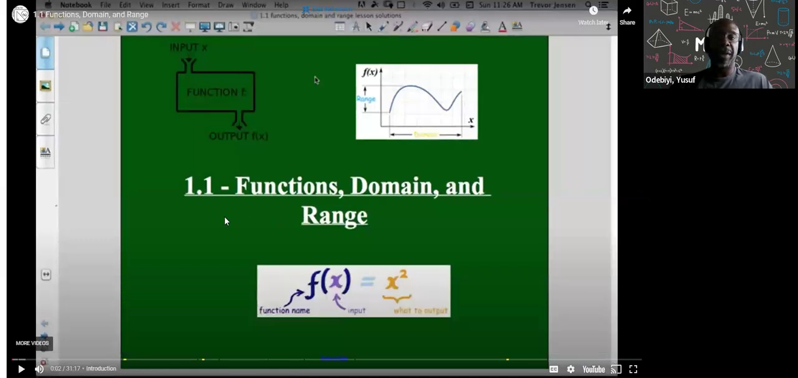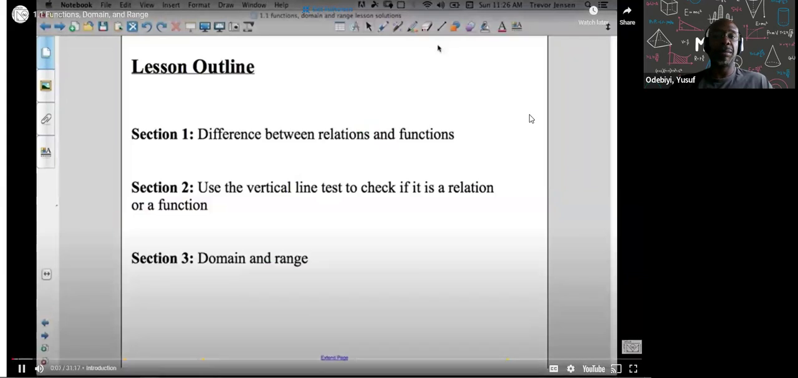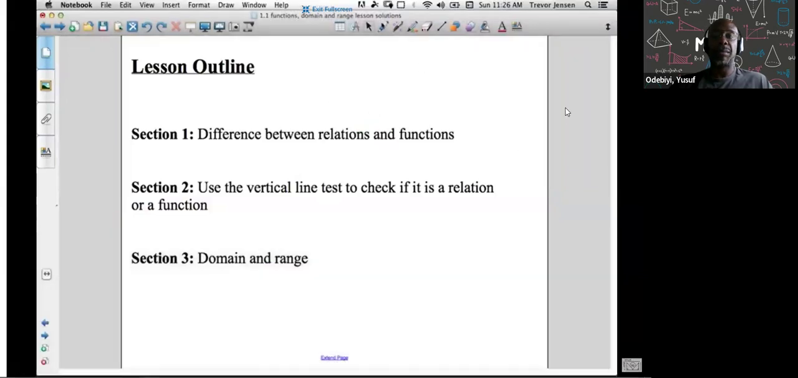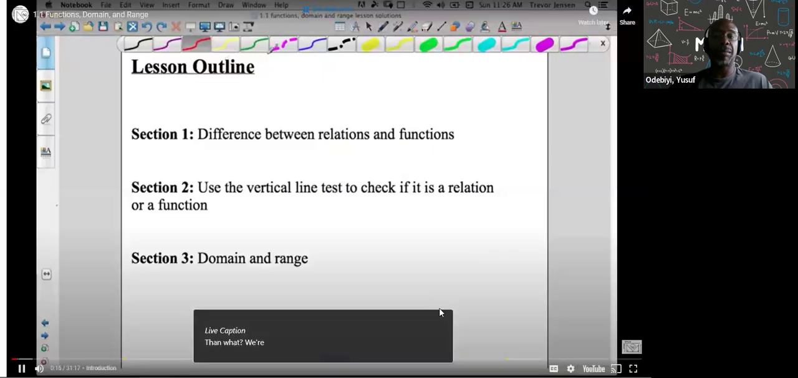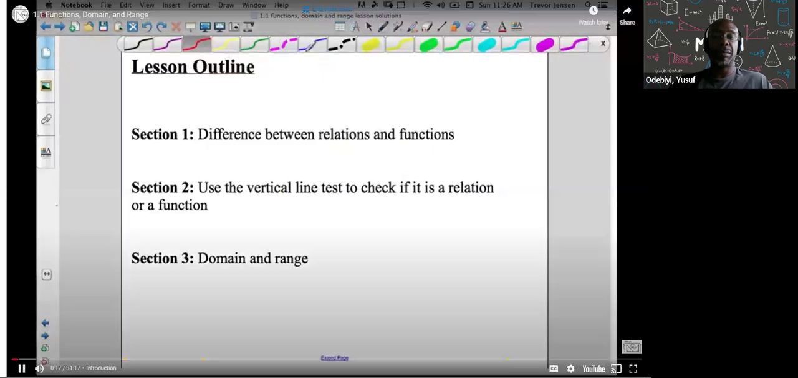Okay, function, domain, and range. Lesson for the grade 11 functions course. In this lesson, what we're going to do is look at first the difference between a relation and a function. Next, we're going to learn how to use the vertical line test to determine if a relation is a function or not. And lastly, we're going to learn how to state the domain and range of a relation.